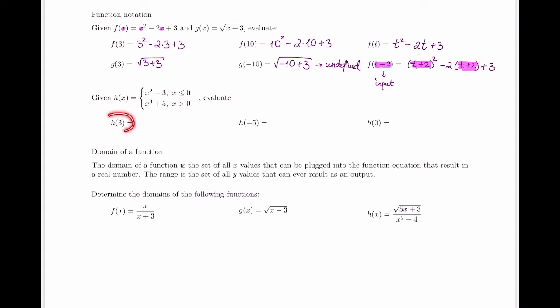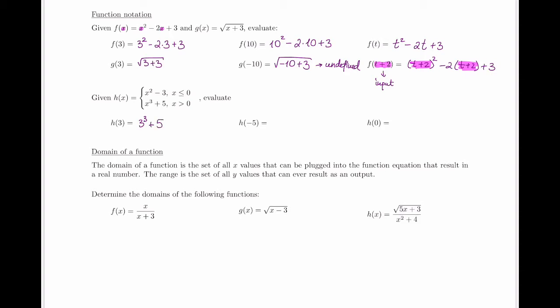So when we're asked here to evaluate h of 3, the first thing we have to do is to decide where does 3 fall into, the top piece or the bottom piece here. So is 3 less than or equal to 0, or is 3 greater than 0? Well, 3 is greater than 0, which means that I'm going to be plugging it into the second portion of the function here. Okay, so I'm going to have 3 cubed plus 5.